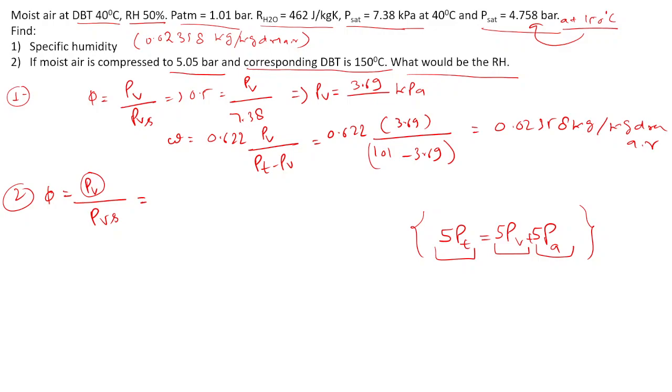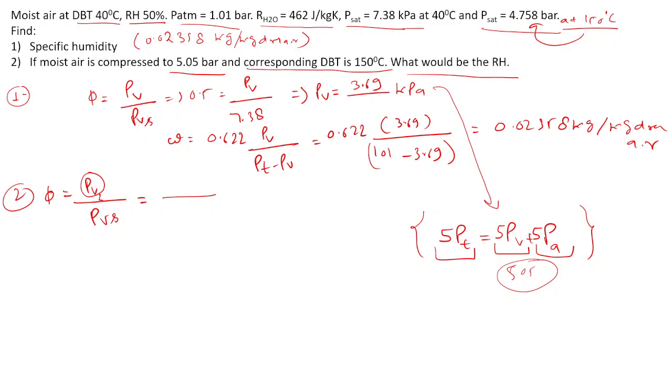What would be the PV2? Can anyone tell? Finally here, what would be the PV2? 505. Why? 505 is 5 times of PA and 5 times of PV. Both would be 505, right? Their addition will be 505. Sorry, sir. So what would be the 5 times of PV? PV you already know, right? PV is this. Here only you are committing mistake. So PV you know, 5 times of this would be the PV2. Is it clear or not?